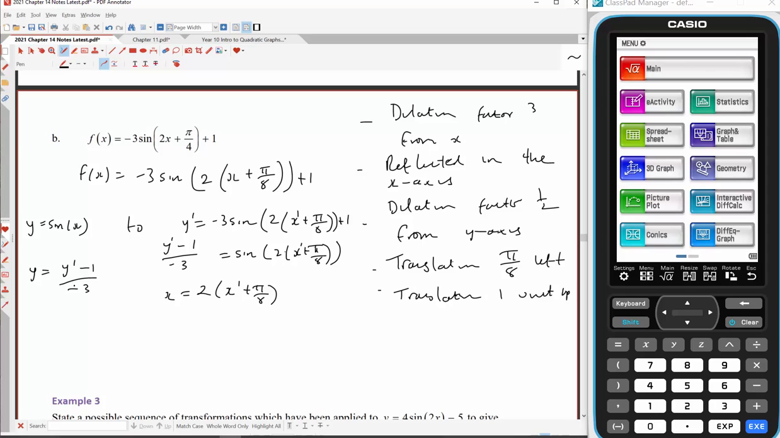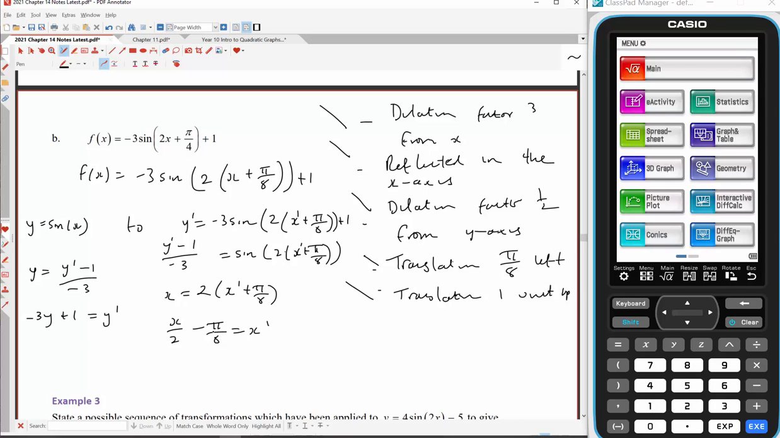Alright, now we need to make x dash and y dash the subject, so that's going to be -3y plus 1 equals y dash. This one here will be x on 2, take away pi on 8 equals x dash. And now we can just state the transformation. So this one here is a dilation half from the y-axis. So there's that one there. And a translation pi on 8 to the left. That's that one there. This one here is a reflection in the x-axis. That's that one there. It's a dilation factor 3 from the x-axis. That's that one there. And one up is that one there.